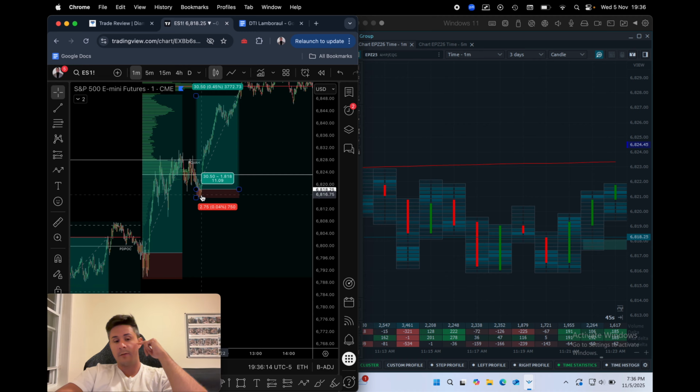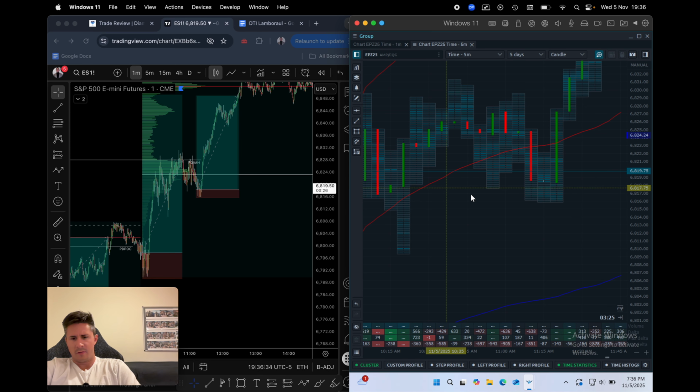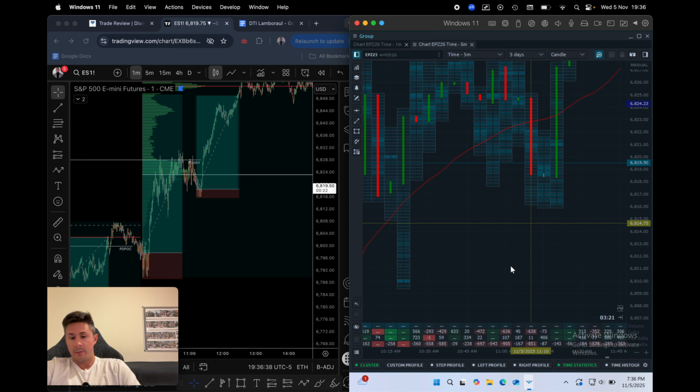It's easy to say, yeah, I would have entered here, but let's just look at the prints. It was at 11:18. There was nothing on the prints, no imbalances. Maybe there could have been something on the CVD. I don't know.